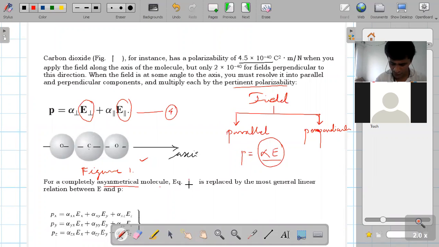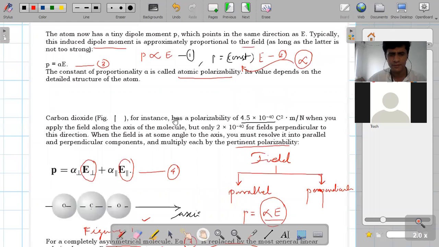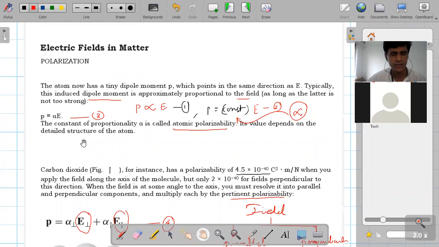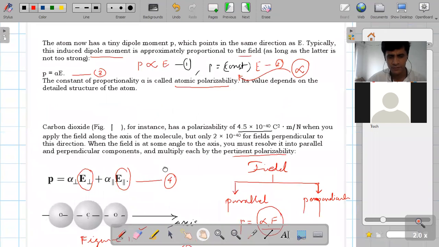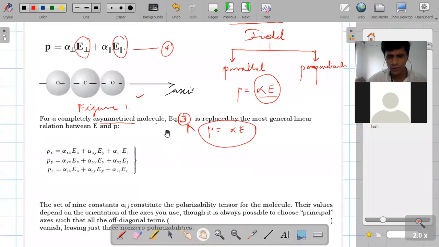What is the equation 1? Anyone? Can you tell me? What is the equation 1? Equation 3. I will write equation 3, and that equation 3 is P equal to alpha E. This is the basic equation. Understood, dear one? P equal to alpha E is the basic equation. And therefore, P equals alpha E for completely asymmetric molecule, means not similar molecule. Asymmetric molecule. Equation 3. What is the equation 3? P equal to alpha E.